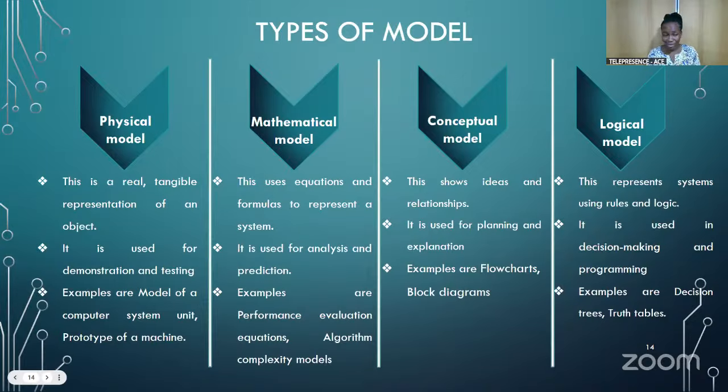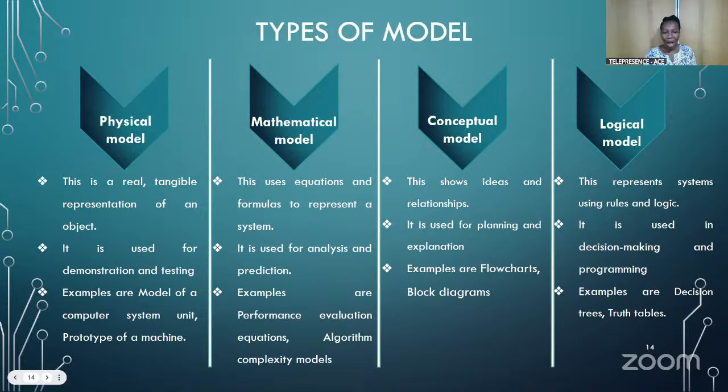Now, we have the physical model. When we are talking about a physical model, it is a real, tangible representation of an object. You know, when I was talking about a prototype of a car, that is a physical model.